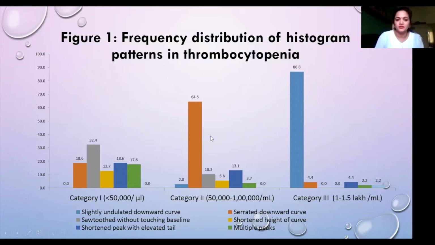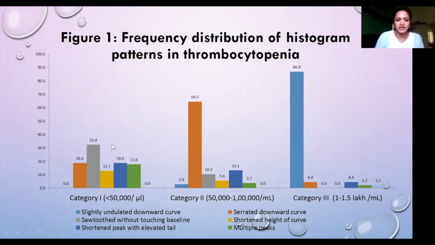When we move on to moderate thrombocytopenia, we can see some more bars coming up. There is a brown bar with almost 65% of the cases showing the pattern of serrated downward curve. The other patterns in this moderate thrombocytopenia category were shortened peak with elevated tail, 3% with multiple peaks, and some with serrated downward curve, some with undulated curve. So here the predominant pattern was that of a serrated downward curve.